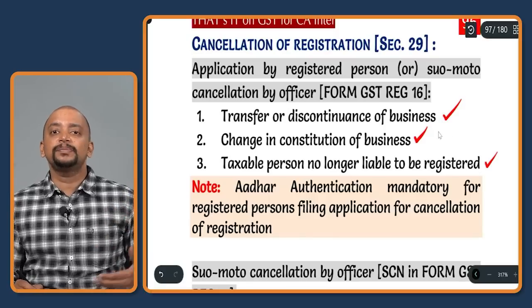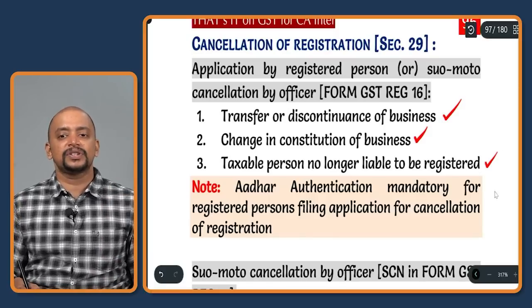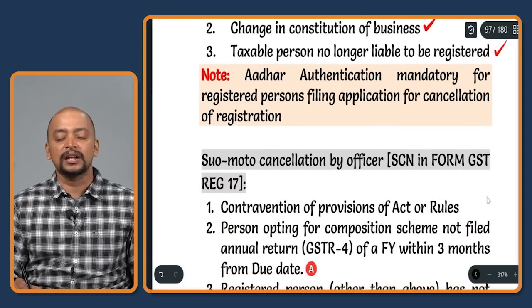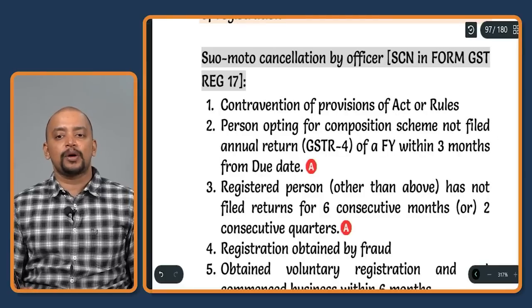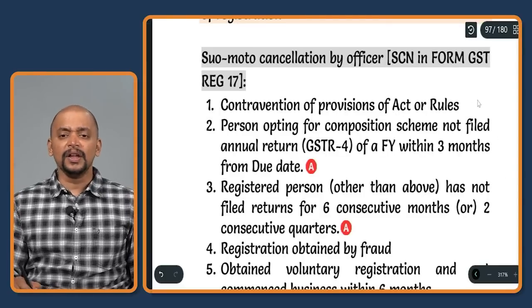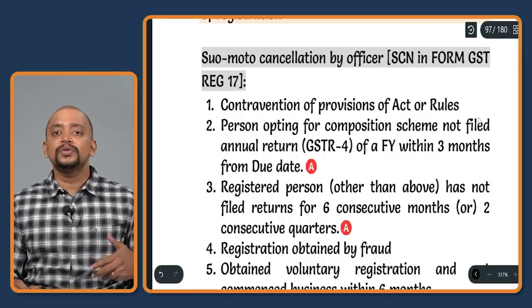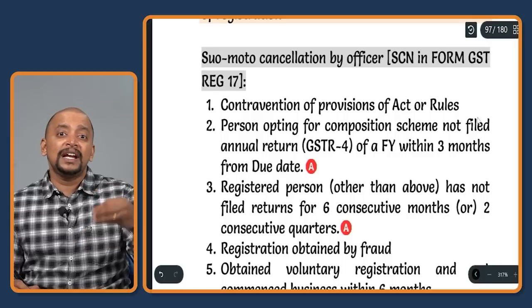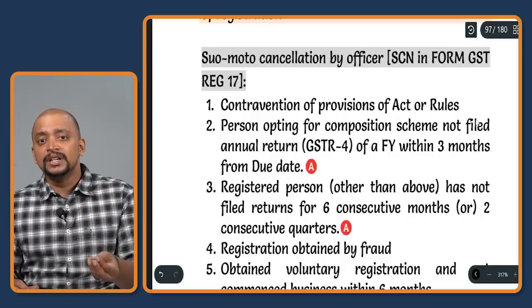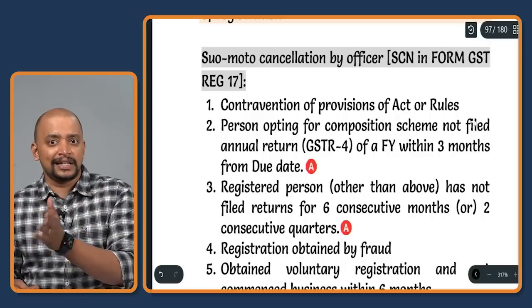And remember, whenever a person is making application for cancellation of registration, Aadhaar authentication is mandatory. And suo motu cancellation by the proper officer, that is, whenever there is contravention of provisions of the act or rules, or a person who is under the composition scheme has not filed annual return GSTR 4 within 3 months after the due date. The due date is 30th April.